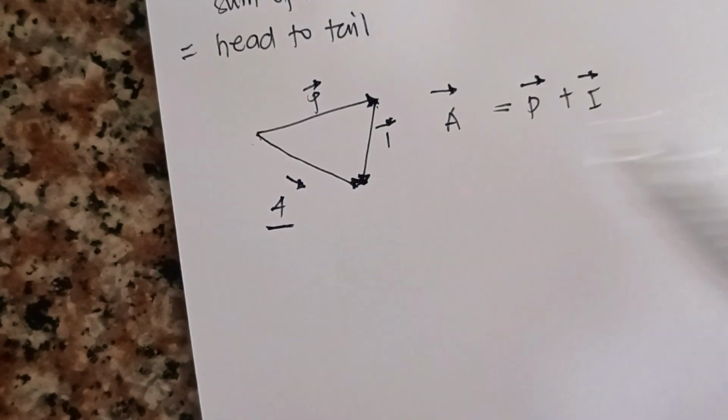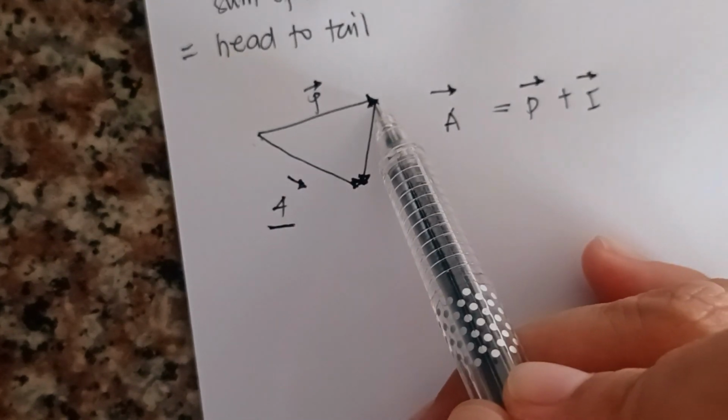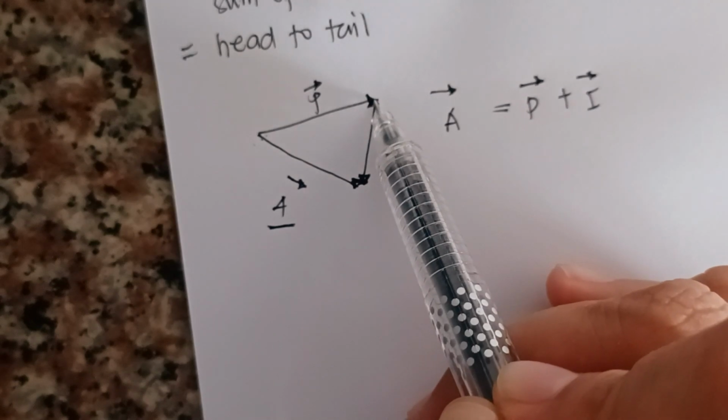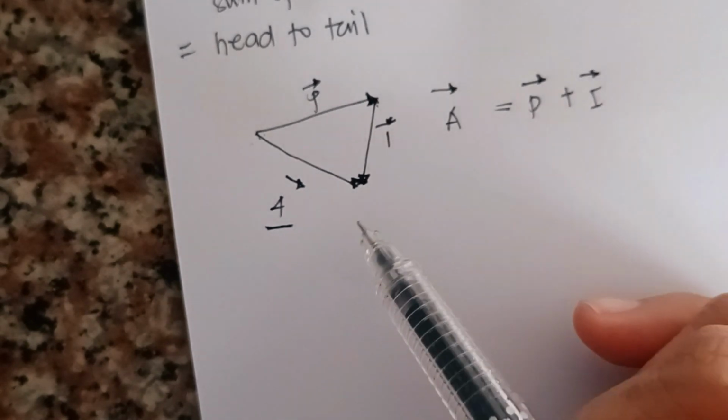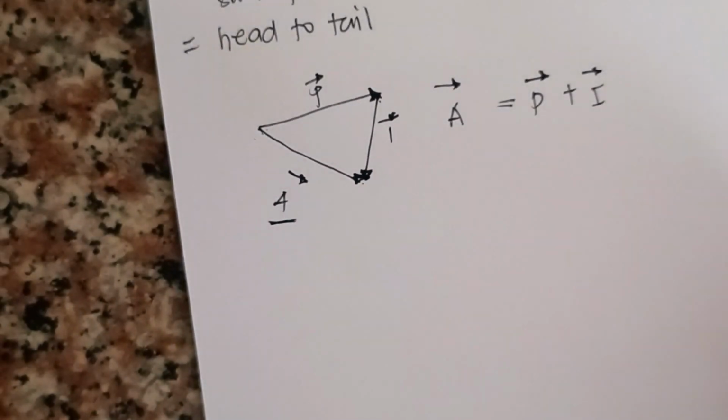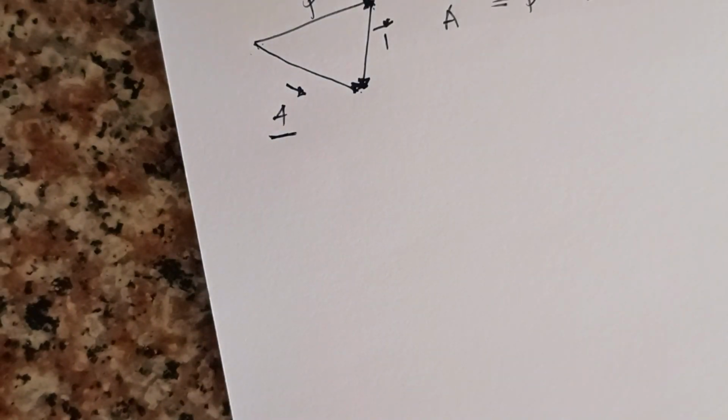Yan po. Head to tail, head, tail, head, another. Ang karugtong ay tail, and then head. Dito kasama kasi tail to tail, head to head. Okay, another example.